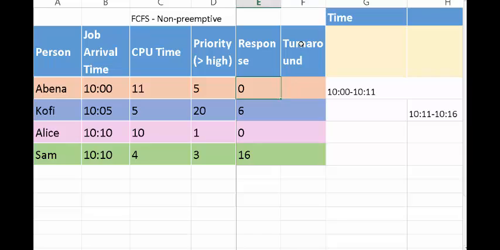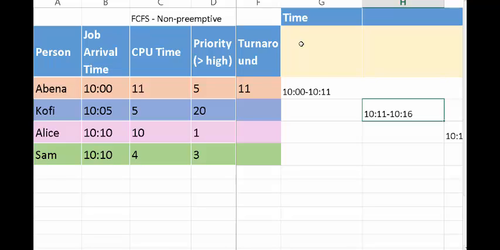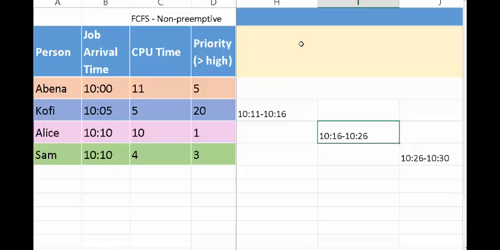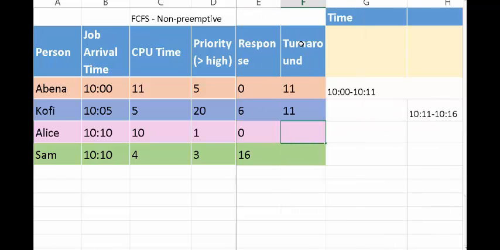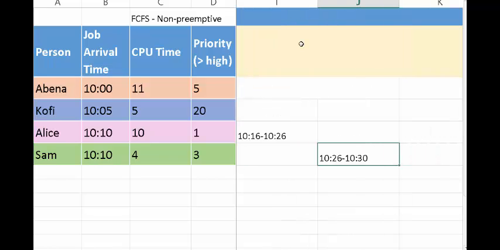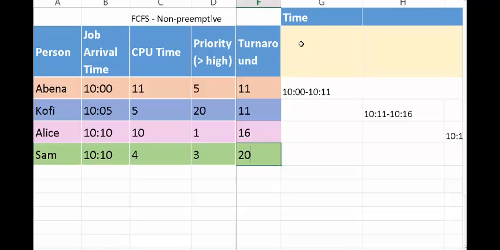That's from when you came in until when you finished. This guy came in at 10, ends at 11, so turnaround is 11. Came at 10:05 and ended at 16. That is another 11. This one came in at 10:10, ended at 26. That would be 16. This one came in at 10:10 and ended at 30. So turnaround is 20. For turnaround, you have to look at when you came in until when you finally ended. So this is non-preemption for first come, first served.